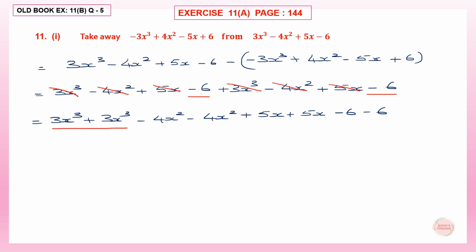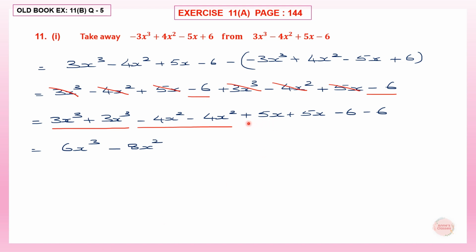Let's work out. So here we have 3x cubed plus 3x cubed. So here 3 plus 3 is 6. So this will be 6x cubed. Now here we have minus 4x squared minus 4x squared. Signs are the same for minus 4. Isn't it minus and minus? So when signs are the same, we put the same sign and we add. 4 plus 4 is 8. So that becomes 8x squared.